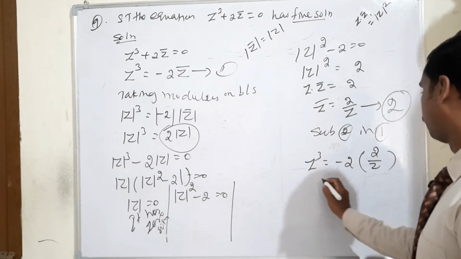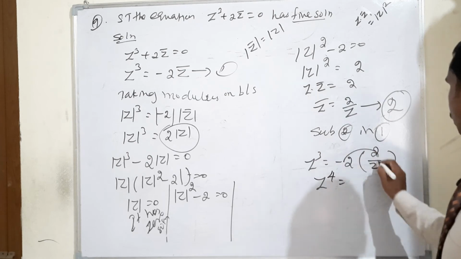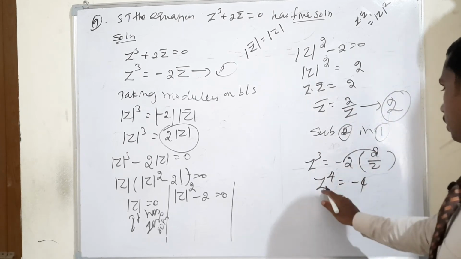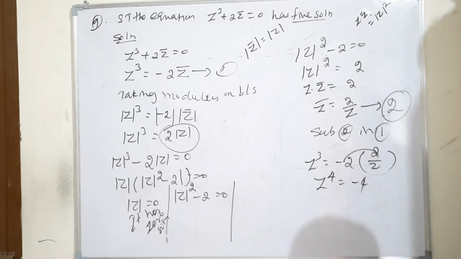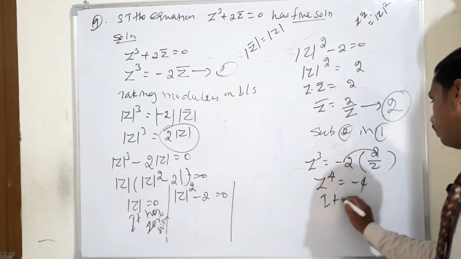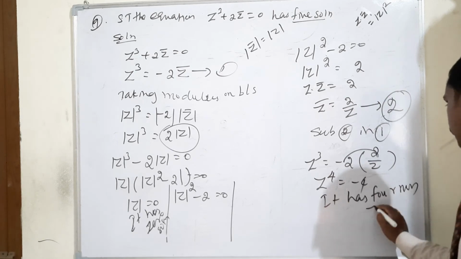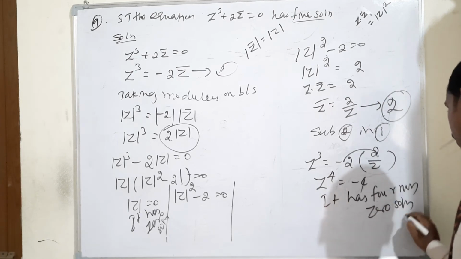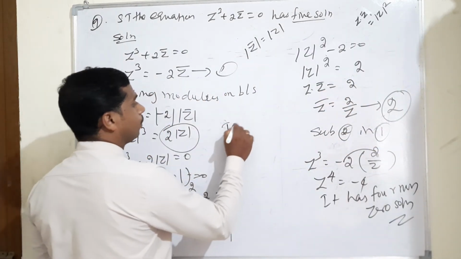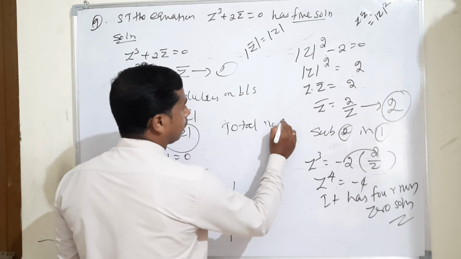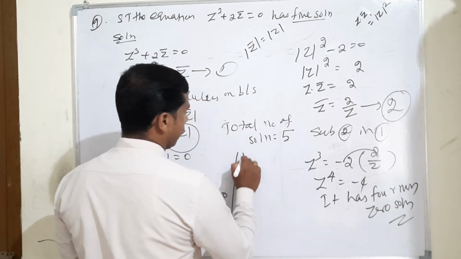Again cross multiply: z cube into z means we can write z to the power 4, equals minus 2 into 2 means minus 4. See, z power 4 means z into z into z into z, so 4 times will repeat. Therefore it has 4 non-zero solutions. Therefore total number of solutions is equal to 5. So hence proved.